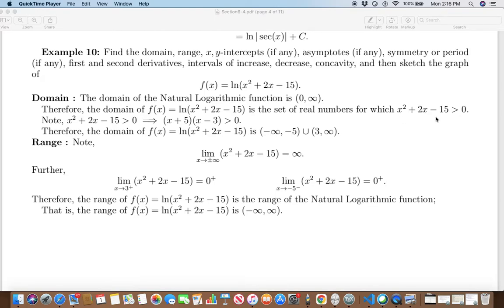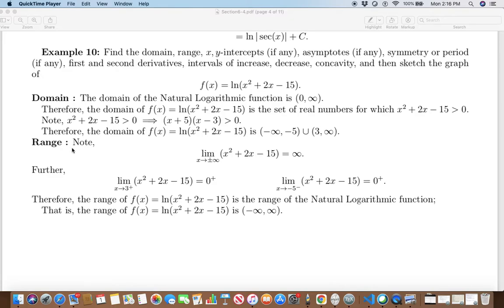Well, what is this expression? If you notice, it factors. It's (x plus 5)(x minus 3). If you look at this carefully, you can view it as a parabola that opens up with intercepts at negative 5 and 3. So where is it positive? To the left of negative 5 or to the right of positive 3. So the domain of f(x) is the open interval negative infinity to negative 5, union the open interval 3 to infinity. Okay, so that's your domain.